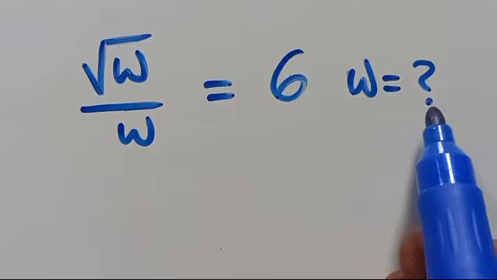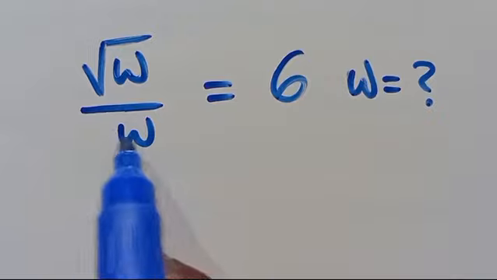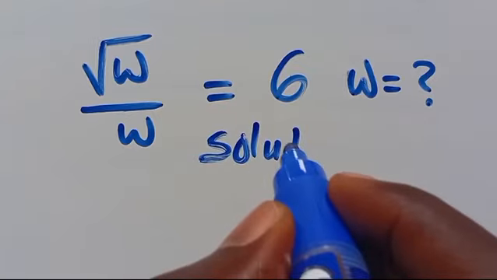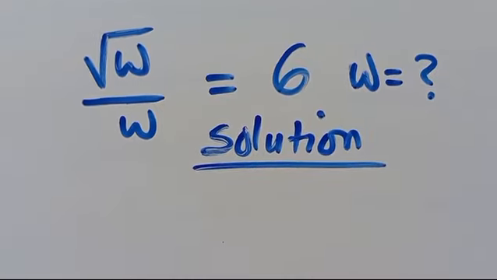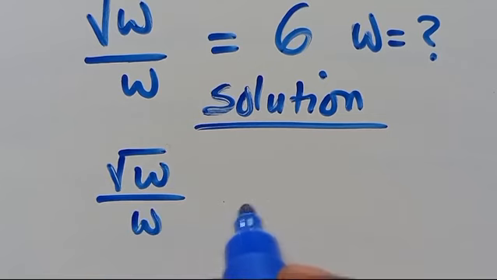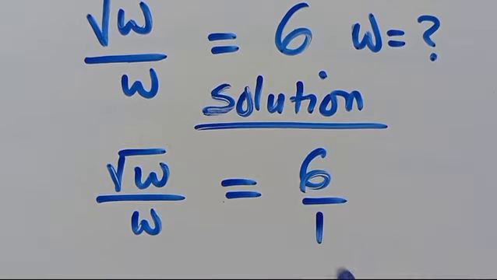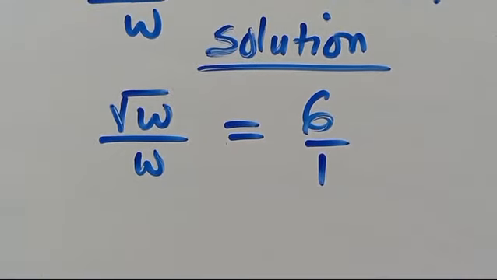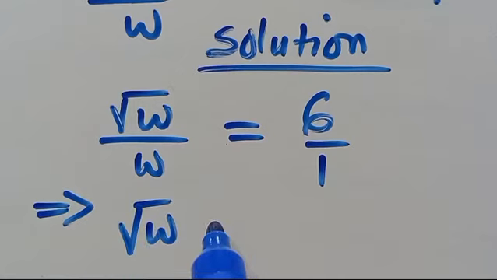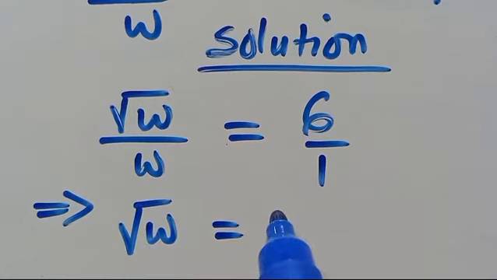What is the value of W, given that we have root of W over W equals 6? We have root of W over W equals 6 over 1. So when we cross multiply, we have root of W equals 6 times W. We have root of W equals 6W.